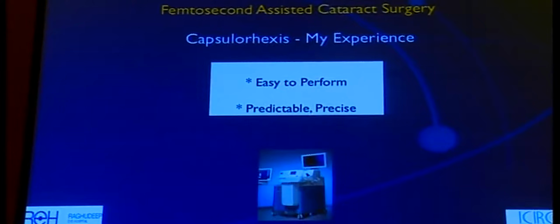I think it's been recognized very well, and I endorse that it's very easy to perform, but the best part is the predictability. In other words, you should be able to reproduce it every time you want to do a procedure. And that differentiates a surgeon from other people and the technology from other techniques. And of course, it has to be quite precise.